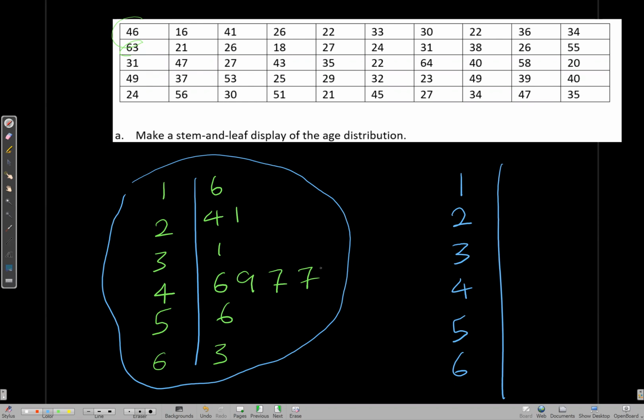But anyway, if this is the case, for example, 1 and 6, okay. Here, rather than writing 4, 1, it's better to write 1, 4 in the correct order. So 1 here, 6, 7, 7, 9, and like that, right? So this is simply a stem and leaf.